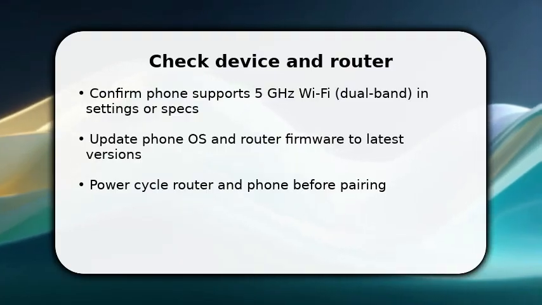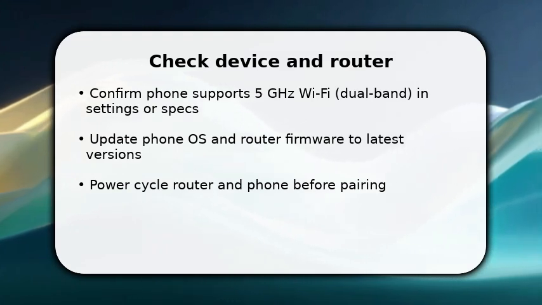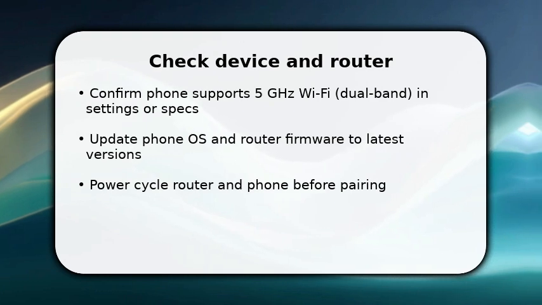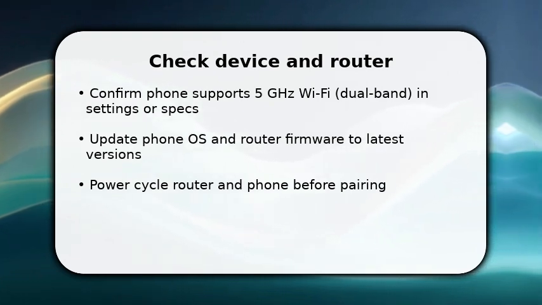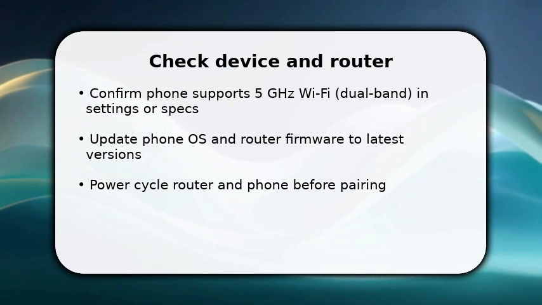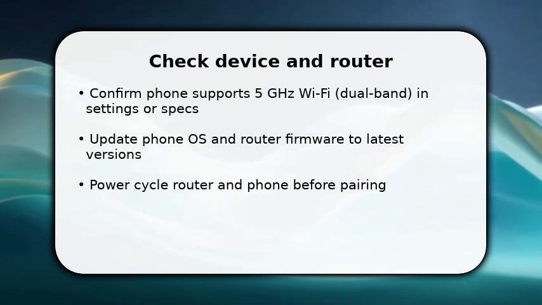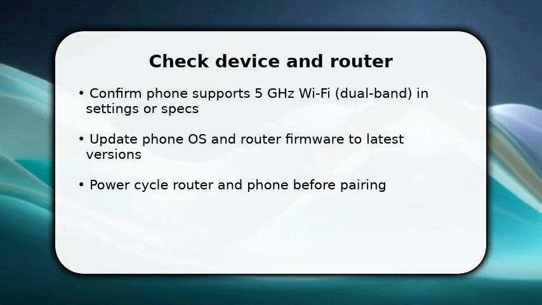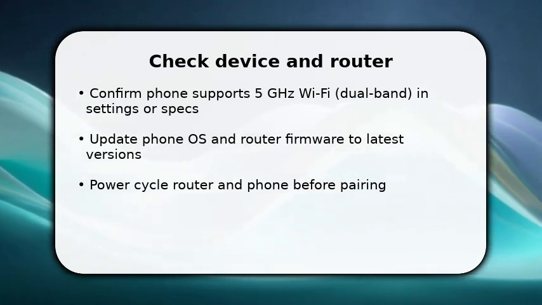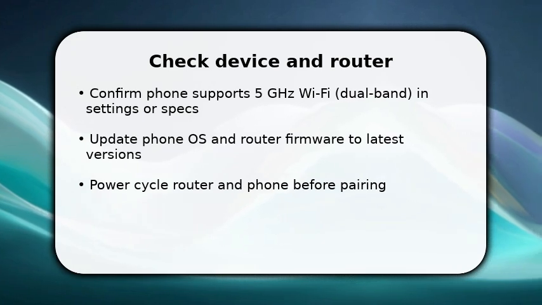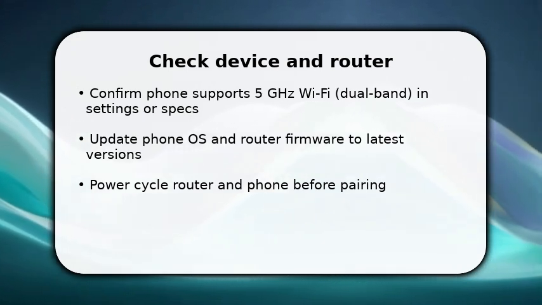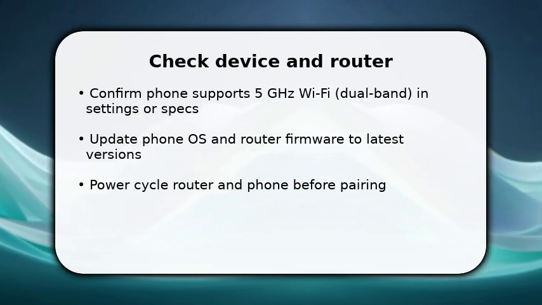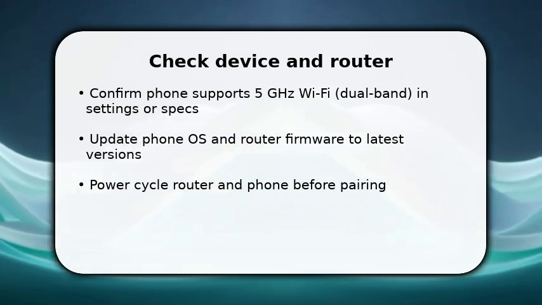You start by verifying capability. Check your phone's Wi-Fi specs to confirm it supports the 5 GHz band, not just LTE 4G. Once done, update the phone OS and router firmware so they speak the same wireless standards. Make sure the router broadcast for 5 GHz is enabled. Reboot both devices to clear transient errors. This first step prevents wasted effort troubleshooting compatibility problems later and positions you to find the 5G SSID quickly.